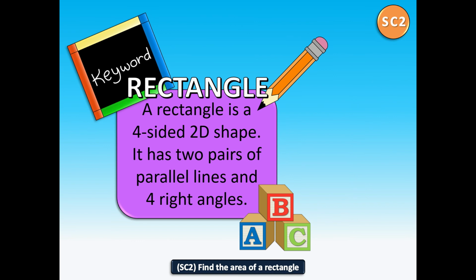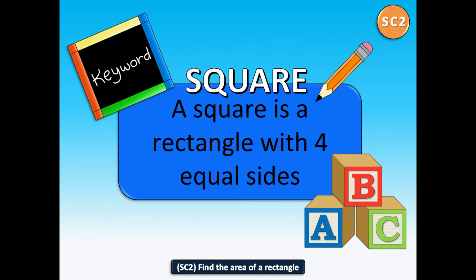So a rectangle is a 4-sided 2D shape. It has 2 pairs of parallel sides and 4 right angles. A square is a rectangle but with 4 equal sides.